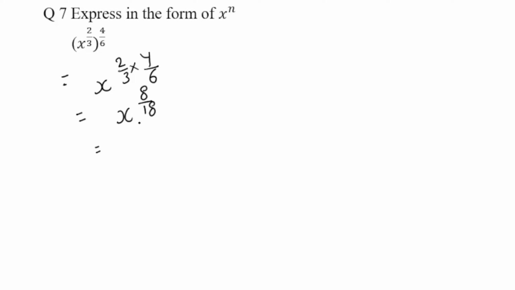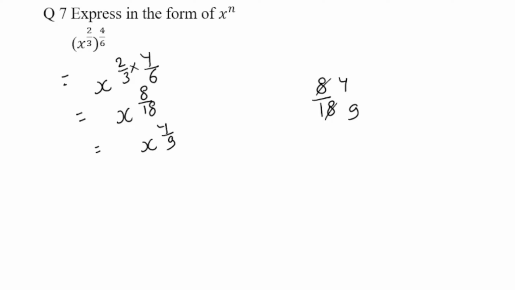18. We have to write the reduced power. Here you go, 8 by 18. 8 divided by 2, 4. 18 divided by 2, 9. So we can write x to the power 4 by 9.